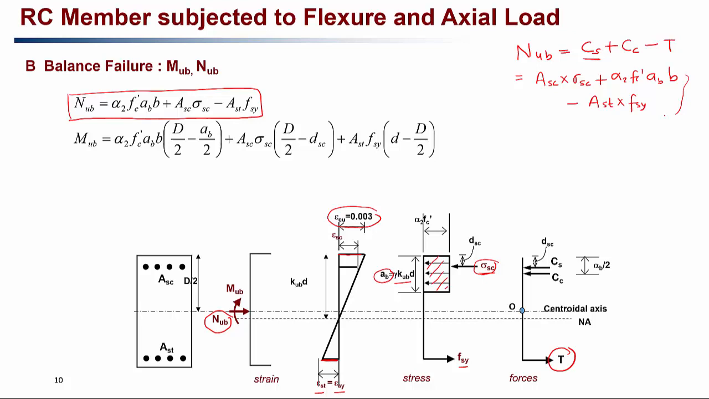Now to find the balance moment capacity, we can take the moment at the centroid of the column. That means we don't have to consider this vertical force NUB because it passes through the centroid. So to find the bending moment capacity MUB, taking moment at the centroid, MUB should be equal to NUB multiplied by 0. There is no lever arm, so that's gone. Then the compressive force taken by the concrete Cc multiplied by the distance up to the centroid, which is D by 2 minus AB by 2, where AB by 2 is up to the center of the compression block.